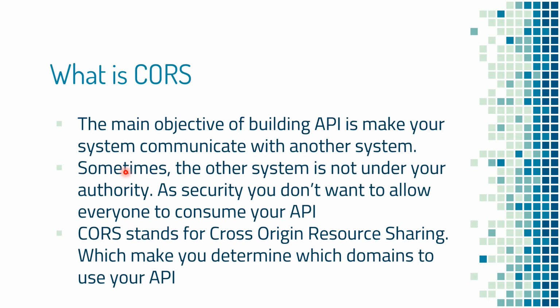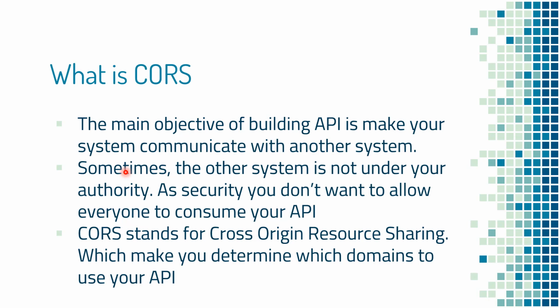When you are building an API, you cannot just give everyone permission to use your API. You might have some restrictions on who should be able to use your API. Therefore, CORS, or cross-origin resource sharing, is a way for you to allow or disallow someone from interacting with your API.